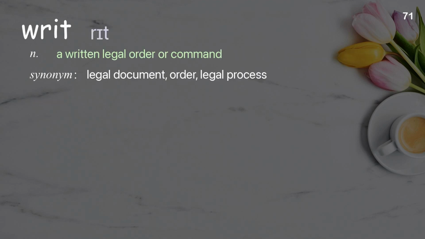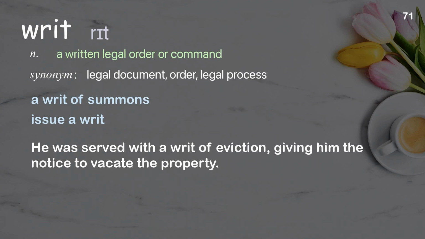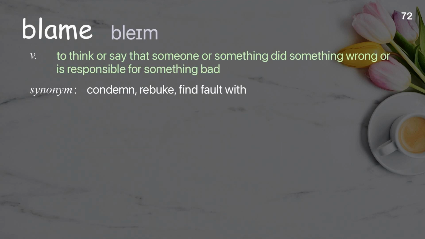Writ. A written legal order or command. Examples: a writ of summons, issue a writ. He was served with a writ of eviction, giving him the notice to vacate the property. Blame. To think or say that someone or something did something wrong or is responsible for something bad.